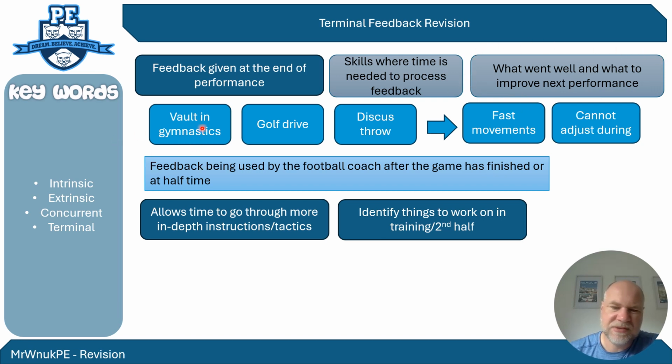So examples would be something like, as I said, the gymnastics vaulting, a golf drive, a discus throw, anything that's quite powerful, fast movements where they just don't have the time to adjust mid-performance. They are the examples of where you would use terminal feedback. And the reasoning why is because, like I said, you don't have that time period to adjust as you're going. So terminal feedback is best suited to do in the gaps between performances.